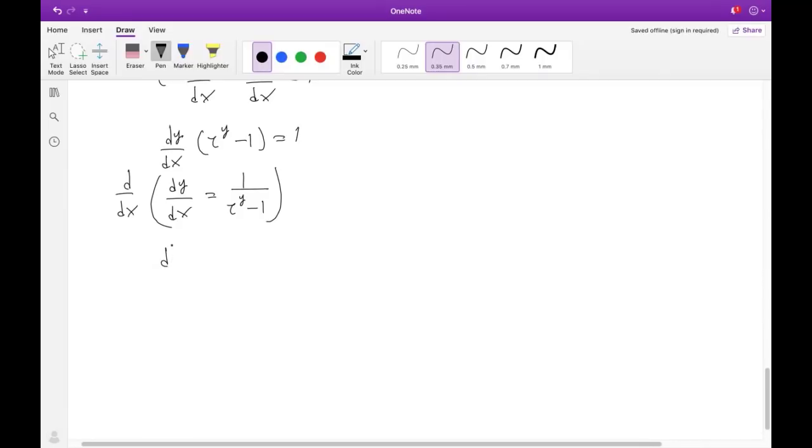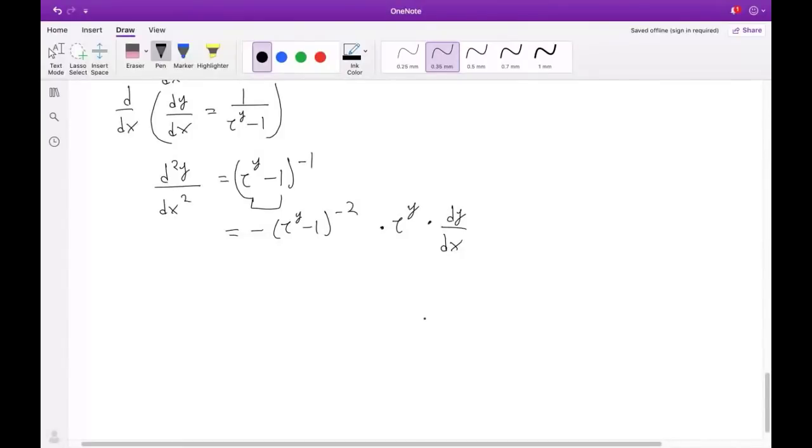And so from here, we can just take the derivative of the right side, which is basically just e to the y minus 1 to the negative 1. And so the derivative of that would be negative e to the y minus 1 to the negative 2 times, and then you remember with chain rule you have to take the derivative of this inner portion, which is e to the y. But since everything's in terms of x, you also have to include the dy over dx.